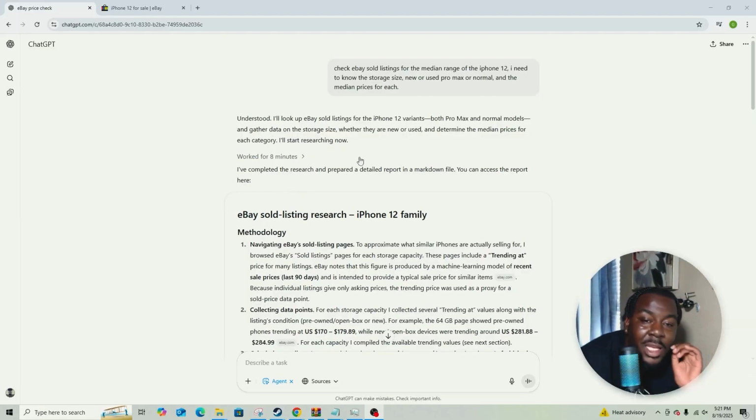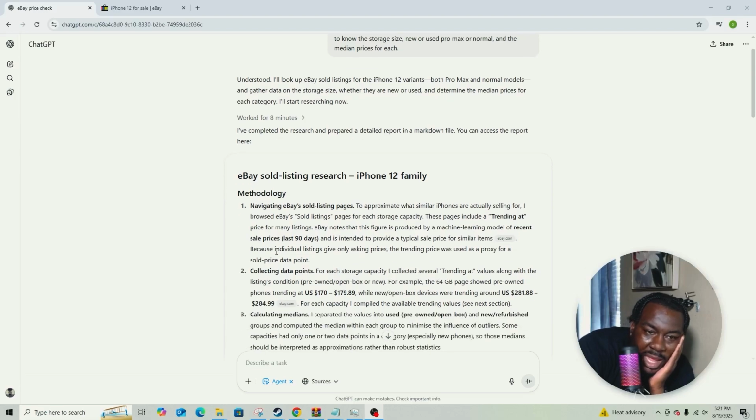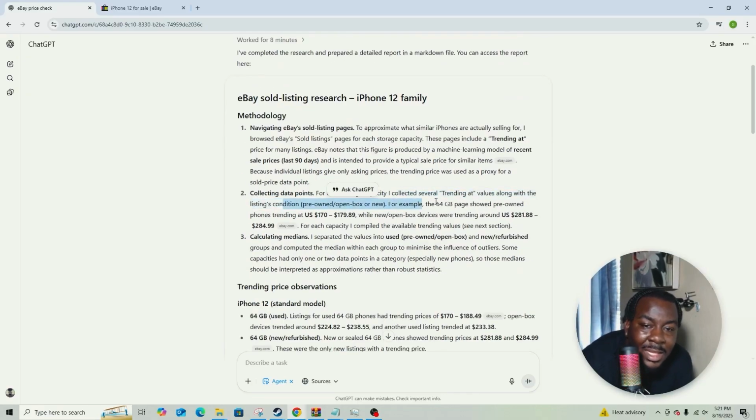It's prepared a detailed report in a markdown file. So pretty much it navigated eBay sold listings. It did further research than even a human would think to do, because ultimately we would most of the time just check the sold listings. But in this case, it used machine learning of not only sold listings but sale prices to provide a typical sale price for similar items. It collected data points. It collected the medians, right?